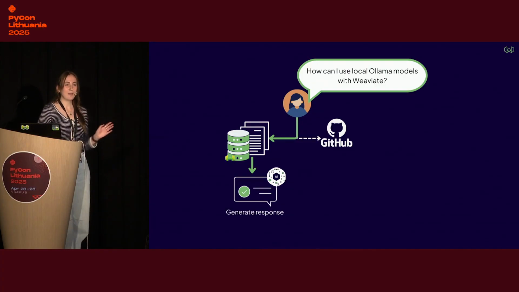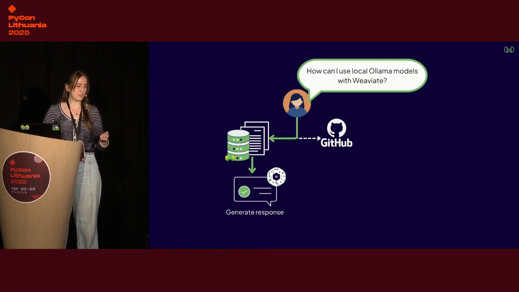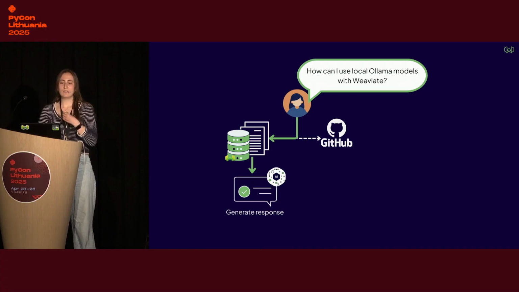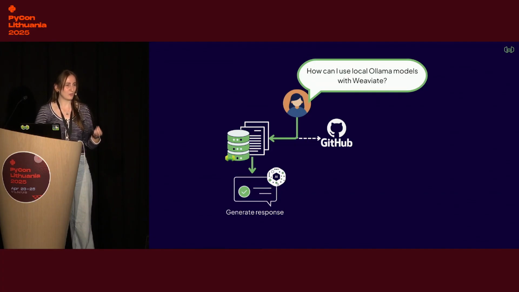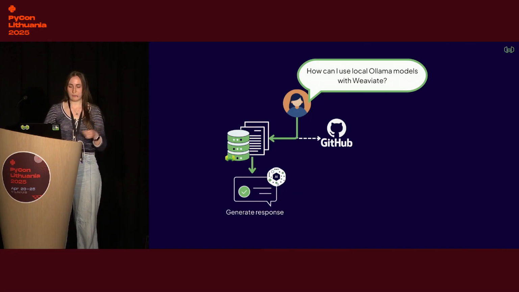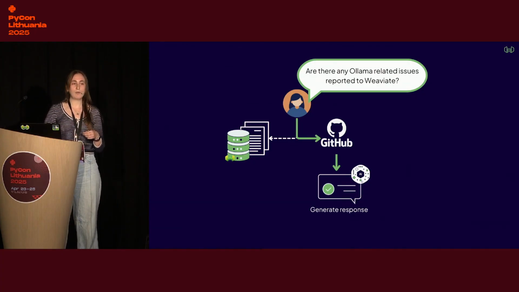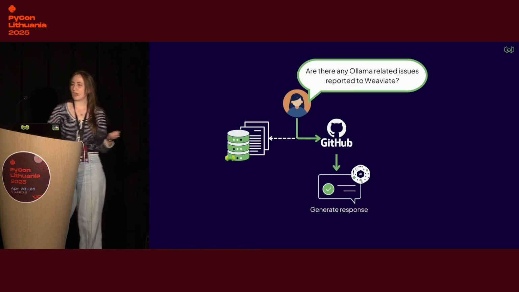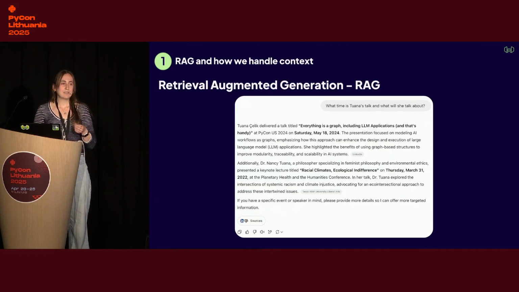All right, so let's start by imagining a scenario. We have an application and we have this user, and she has the question, how can I use local Ollama models with Weaviate? Now, in an ideal world, this user has the intelligence and the brains to say, oh, maybe I should go and look at Weaviate documentation. Maybe they also use a generative model to generate an answer for that. If they, however, have the question, are there any Ollama-related issues reported to Weaviate? Maybe, again, this same user has the intelligence to make the decision that, oh, I should go along and check the GitHub issues, and maybe they generate an answer from that. So this is basically where RAG stems from.